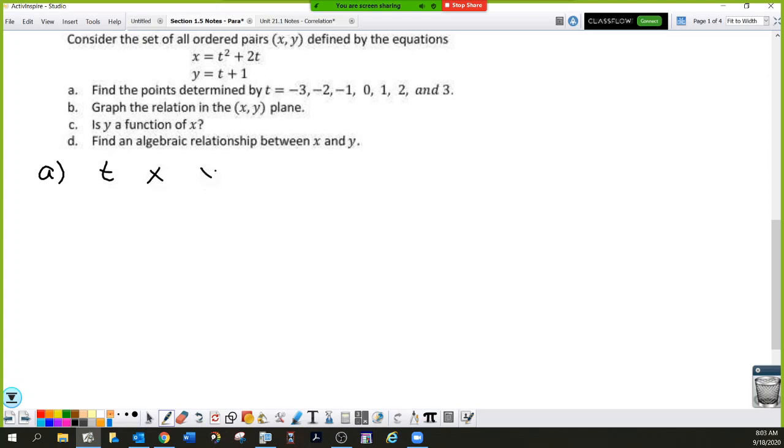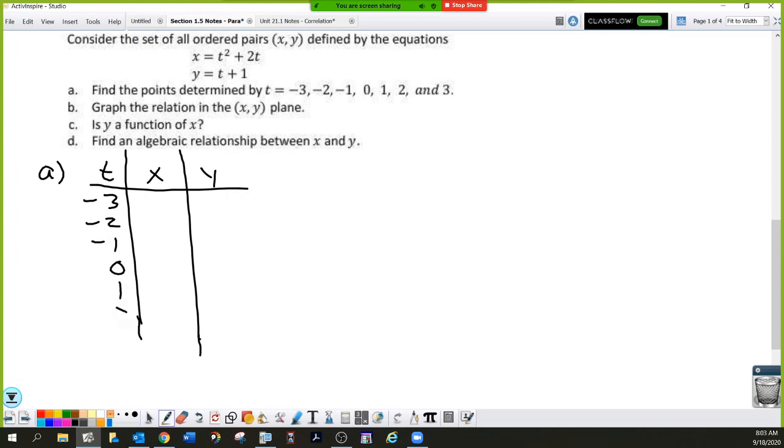T, X, Y, point tree. I'm just going to fill it out because I know you all know how to do basic maths. -3, -2, -1, 0, 1, 2, 3. And plug in those values. You get the exact same points you got in the first question, but all the x's and y's have switched places.